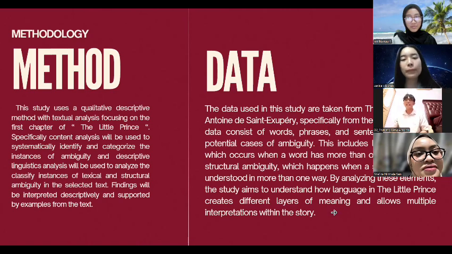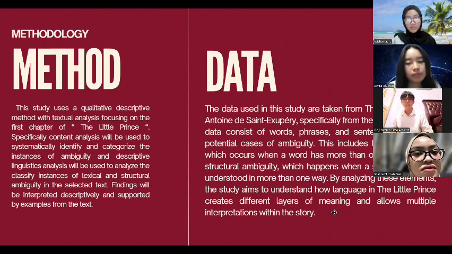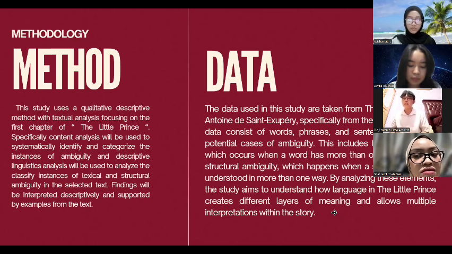Okay, thank you, Safira. So the next is the data. The data used in this study are taken from The Little Prince by Antoine de Saint-Exupéry, specifically from the first chapter. The data consists of words, phrases, and sentences that show potential cases of ambiguity. These include lexical ambiguity, which occurs when a word has more than one meaning, and structural ambiguity, which happens when a sentence can be understood in more than one way. By analyzing these elements, the study aims to understand how language in the literary prints creates different layers of meaning and allows multiple interpretations within the story.